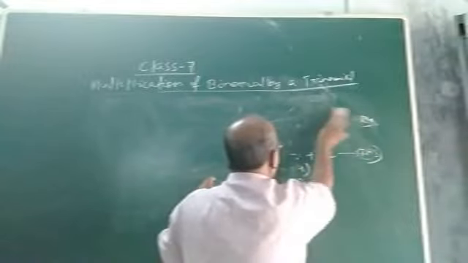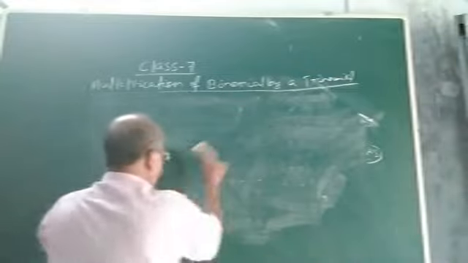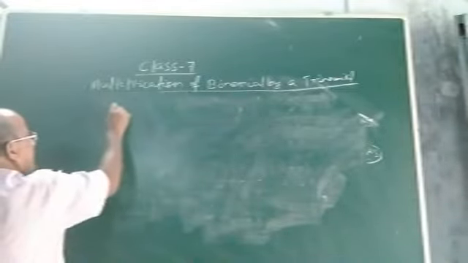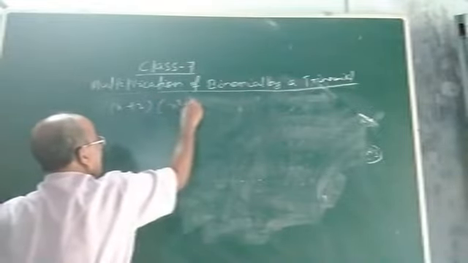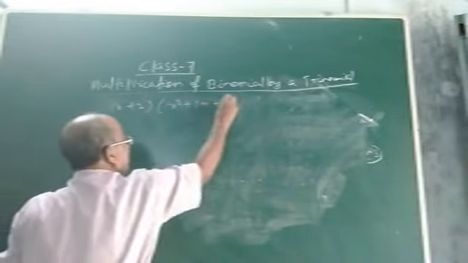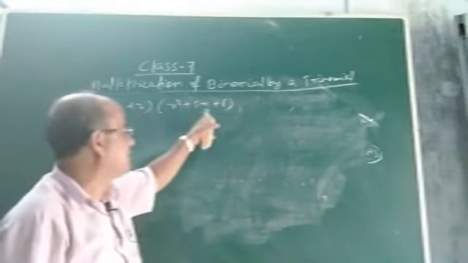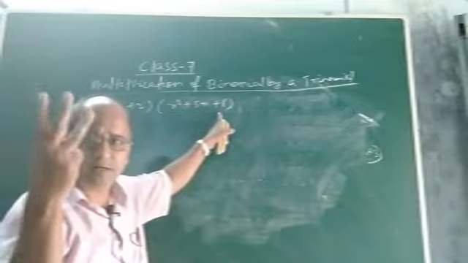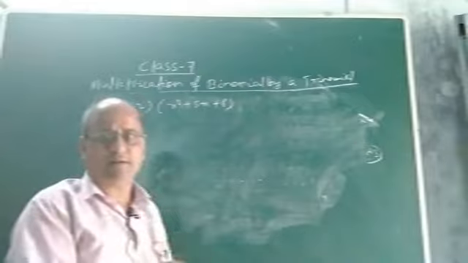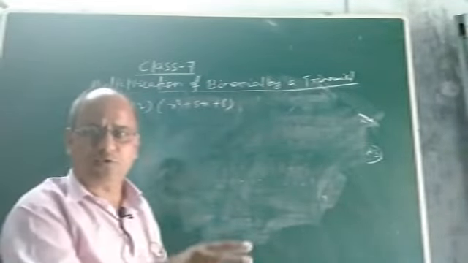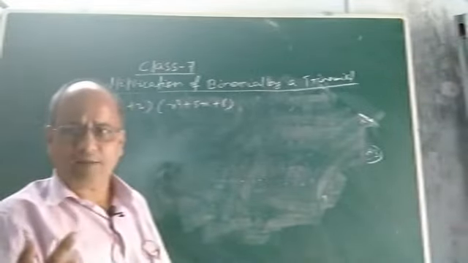Suppose you are given a binomial, say x plus 2, and a trinomial, say x square plus 5x plus 6. See children, this is a binomial because this expression contains two terms. This is a trinomial, no doubt, because it contains three terms. Now how to multiply this binomial by this trinomial? The process is same children, just what we discussed, how to multiply two binomials. In a similar manner, we can multiply a binomial and a trinomial.